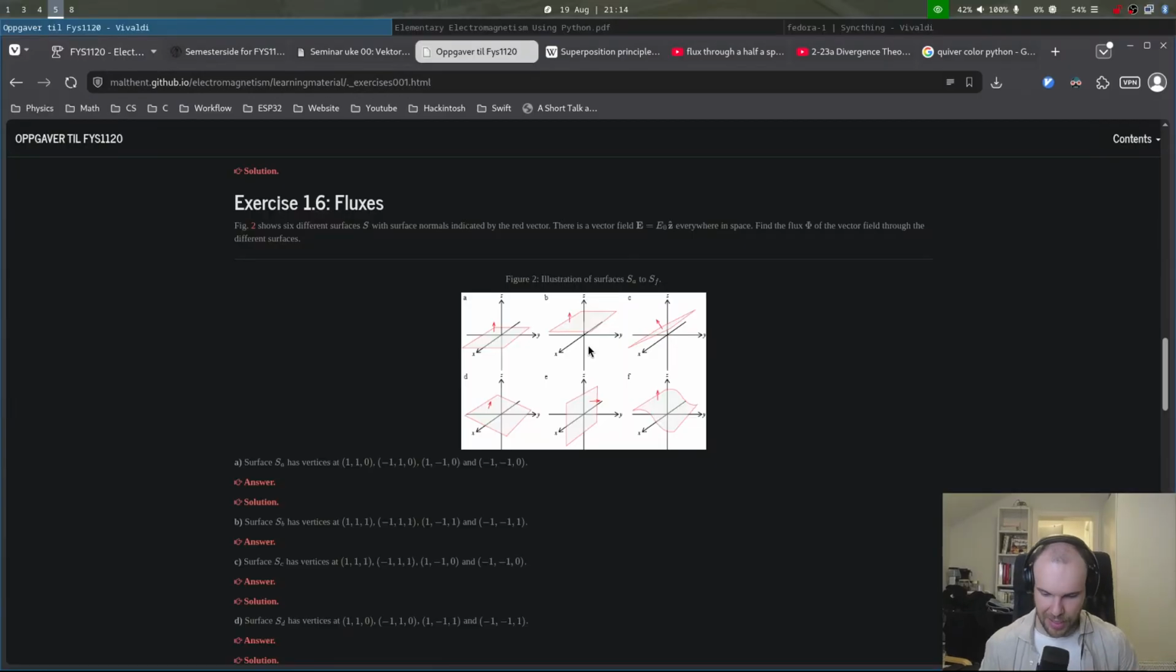Okay, let's go. Today is also just going to be electromagnetism. We're going to continue with the electric field from yesterday. So let's just start with an example.